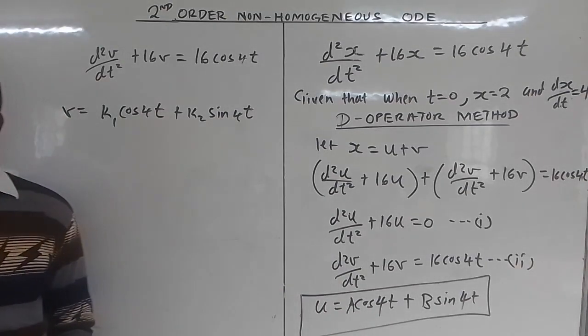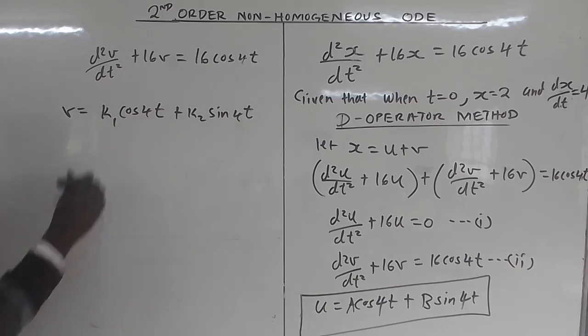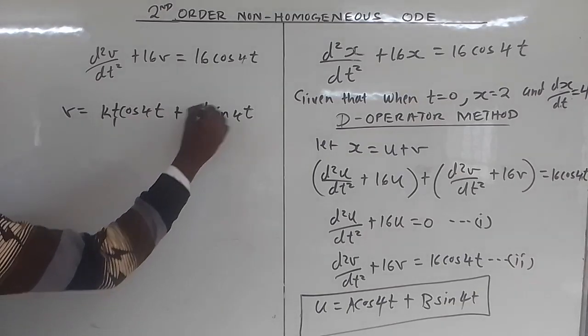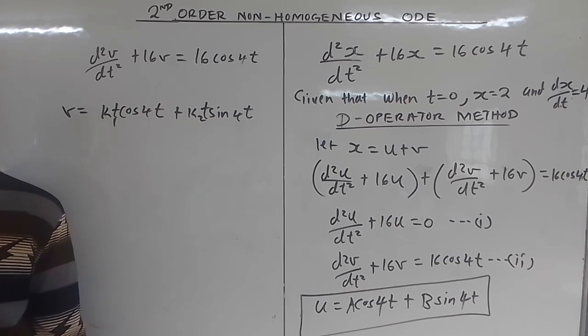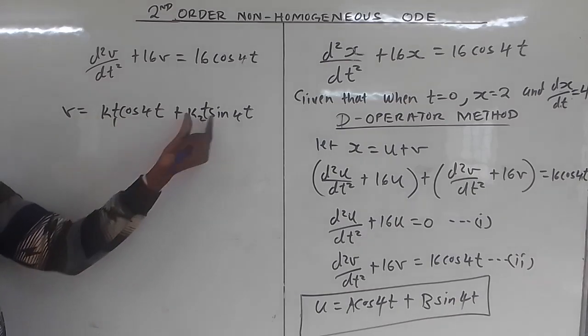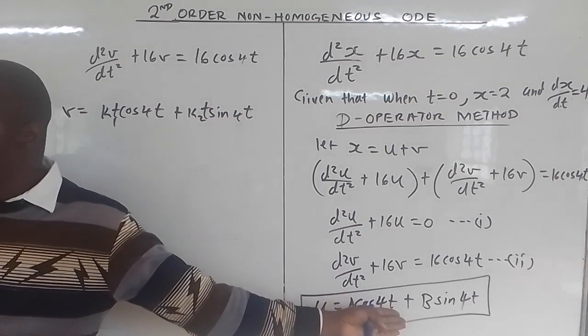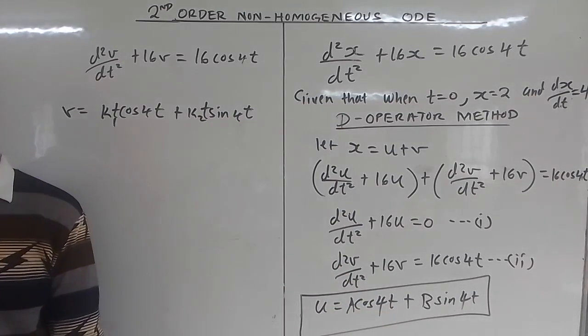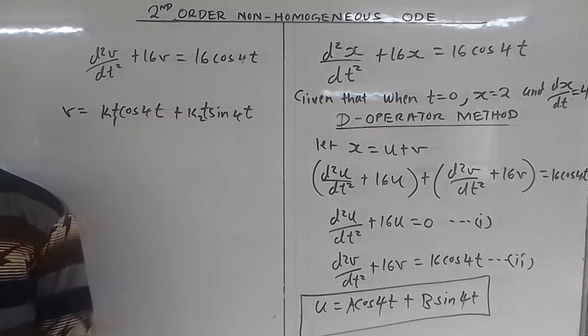It is there, isn't it? So when it is there, what do you do? You add a t to them. Are you seeing that? If it is there, you add a t to them. Then you check again. Is either t cos 4t or t sine 4t in the complementary function? No, it is not there. So it means this is the choice of v.